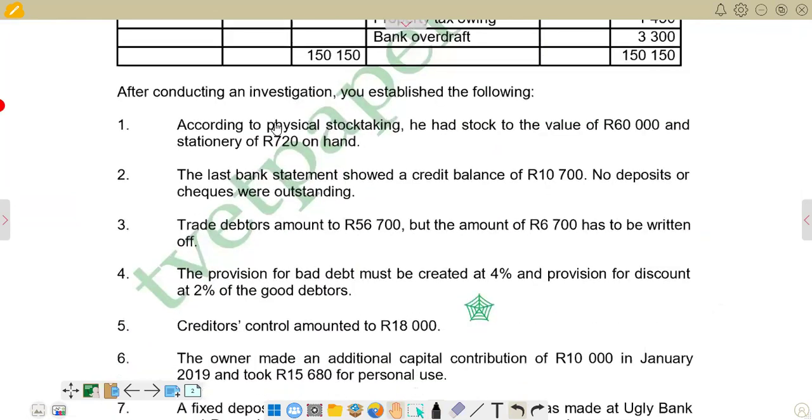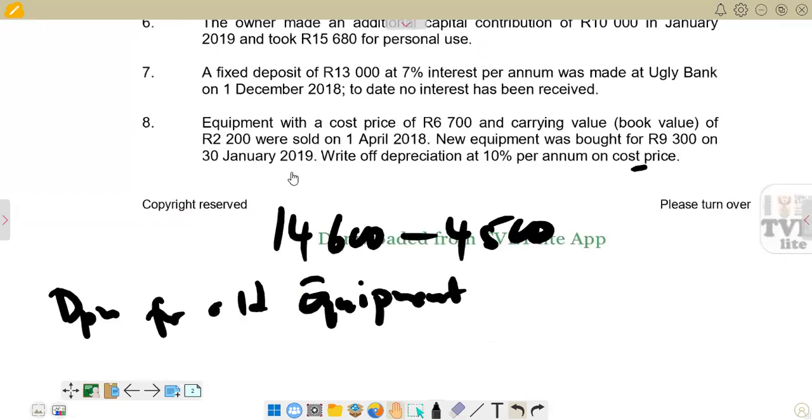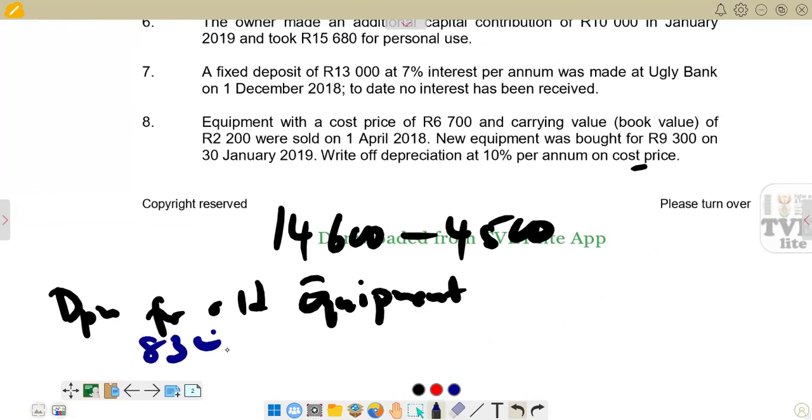83,400. So we can just remove the one that was disposed, 6,700 here, even with the cost price of 6,700 that was disposed. So we are saying 83,400 minus 6,700. Let's just try to see what we get then.